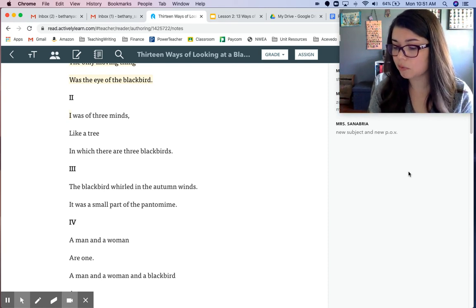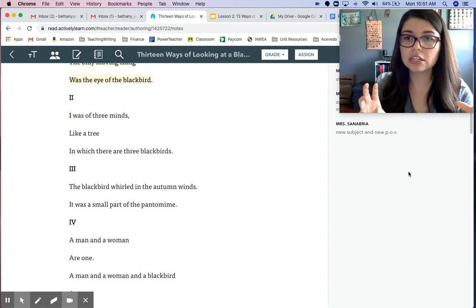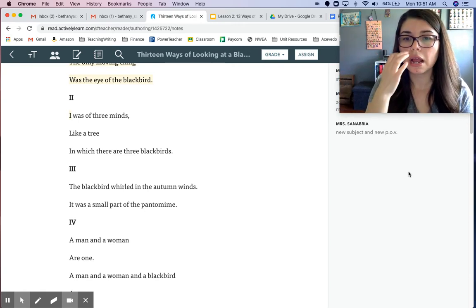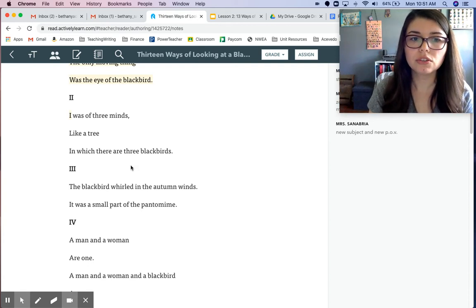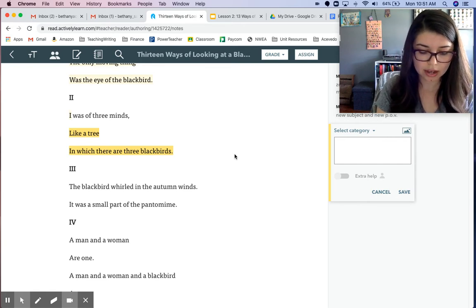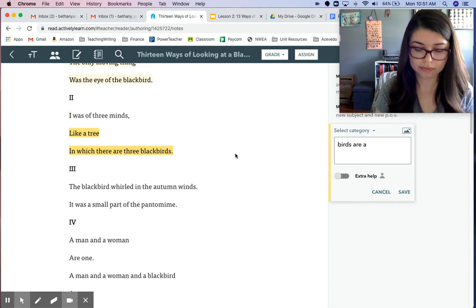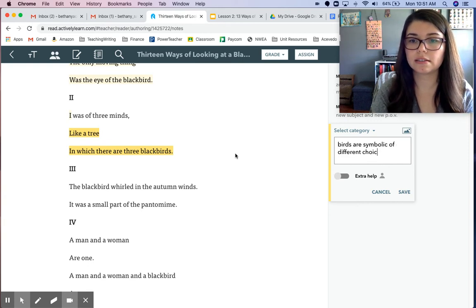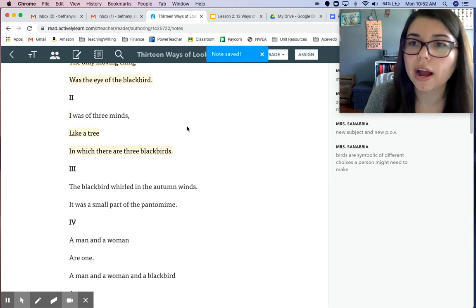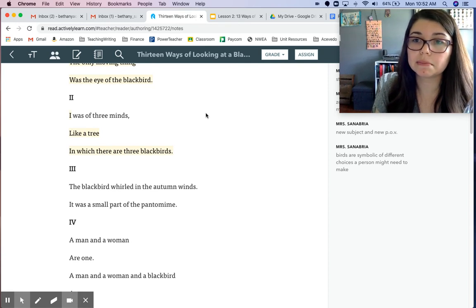So I'm wondering at this point if the three minds are like three different branches or three different choices, and the three different birds represent different choices that this person, this new subject, might have. So I'm thinking that this might be a symbol, the tree, the branches, the birds themselves. The birds are symbolic of different choices a person might need to make. All right, cool. Now, I don't know that that's the be all end all meaning, but let's roll with it.